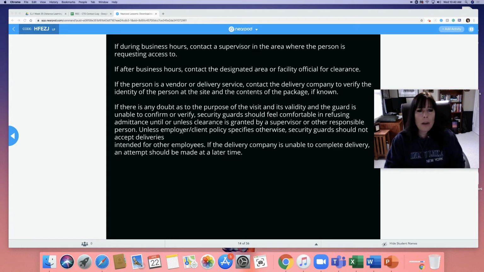This last part here, about not accepting deliveries for somebody else, is because it opens up too many possibilities of, well, that isn't what I ordered. Why did you accept that? I didn't want that. Or I never got it. Well, I gave it to the security guard. No, he didn't. If this is going to a specific person, that person needs to get it, not me. That's the idea here.